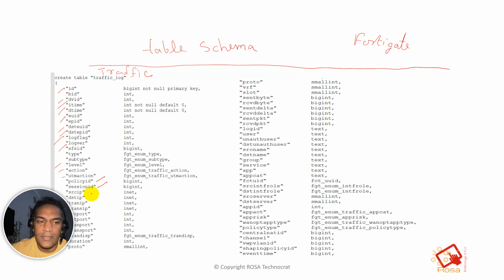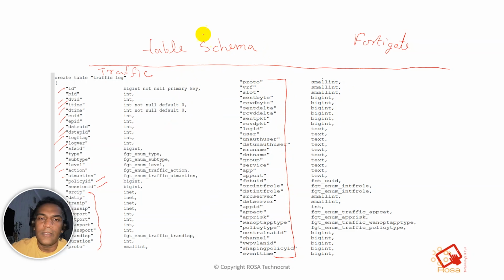Policy ID, session ID, source IP, destination IP. So whatever you see in a traffic log, all the fields are defined. So this is the table schema for the traffic log. Now, why is it important?